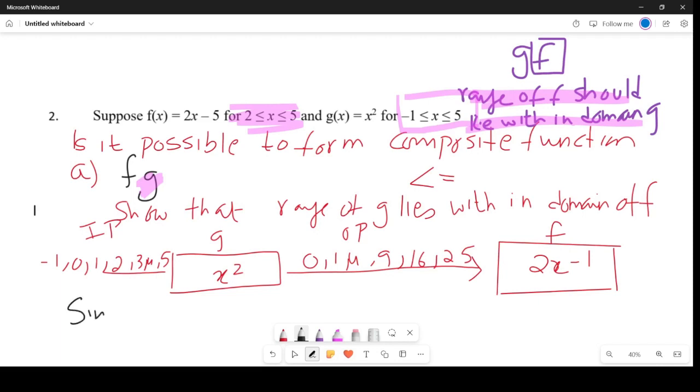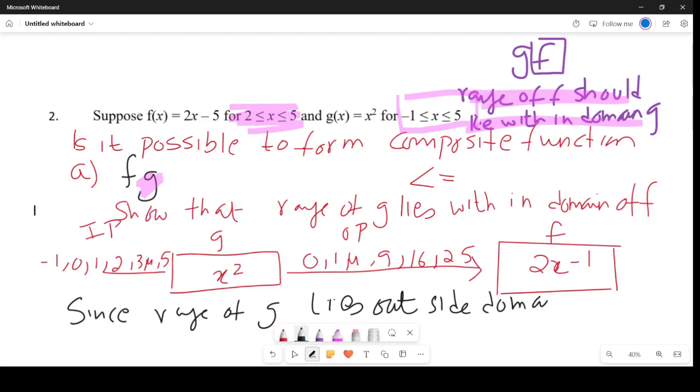Since the range of g lies outside, or partially lies outside, the domain of f, hence fg is not possible.